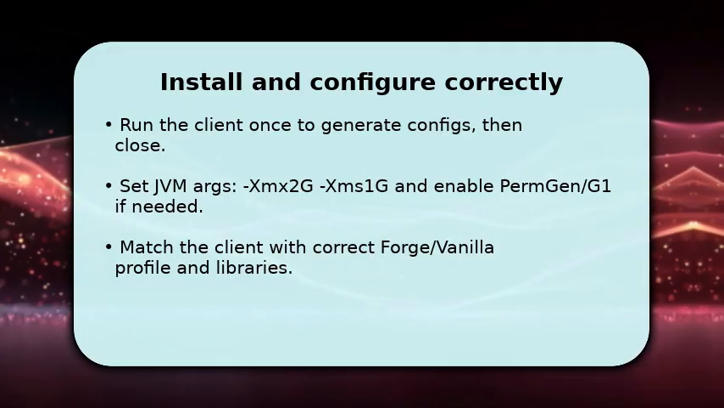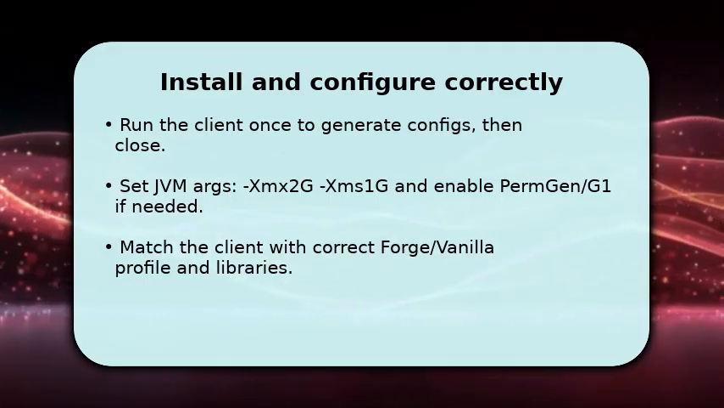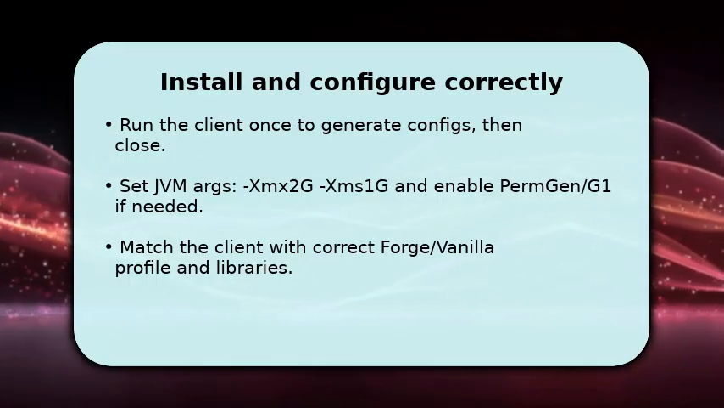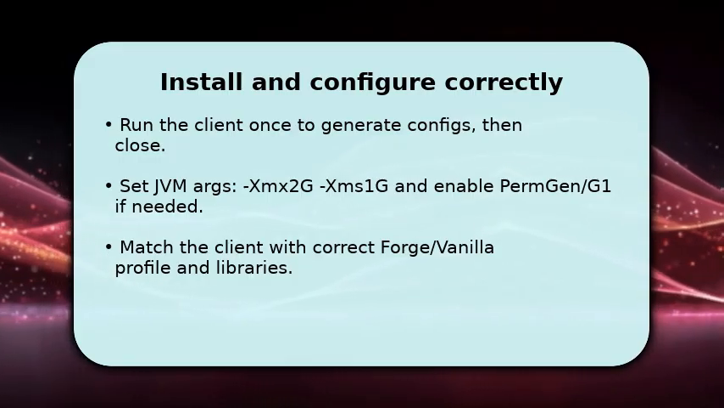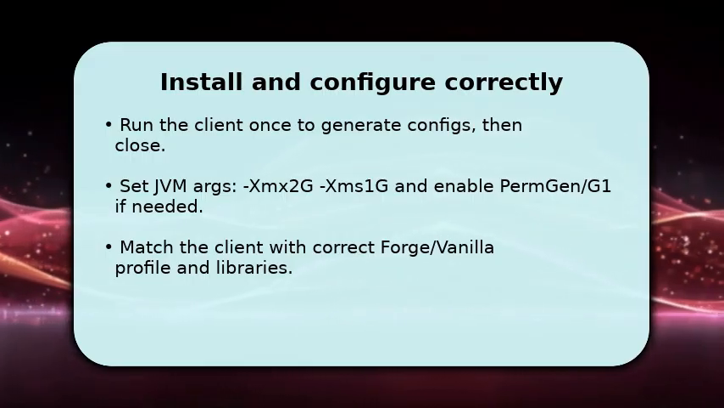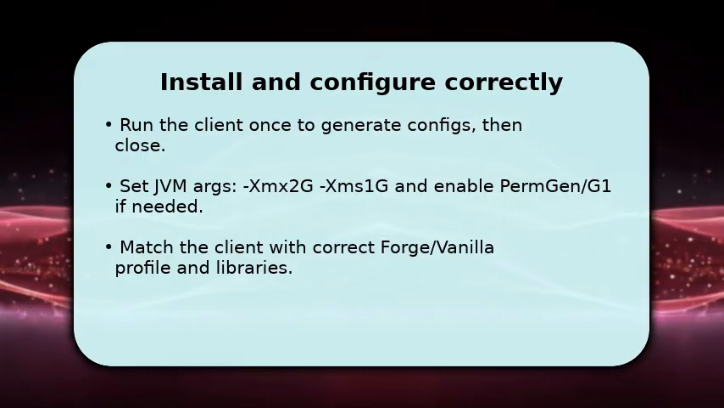After that, edit the launcher profile. Set JVM arguments like Xmx2G, Xms1G to give sufficient memory and add GC flags if crashes are OOM. Make sure the client is launched with the matching profile, Forge, Fabric, or Vanilla, so libraries load properly. Also check for mod loader version mismatches, because those are a common mid-process failure point.